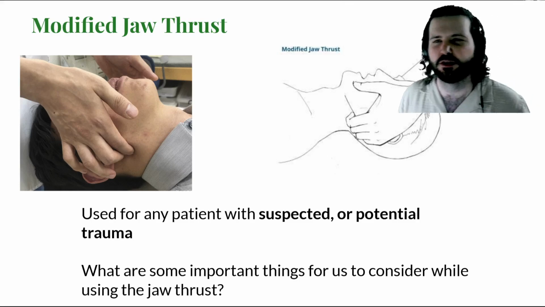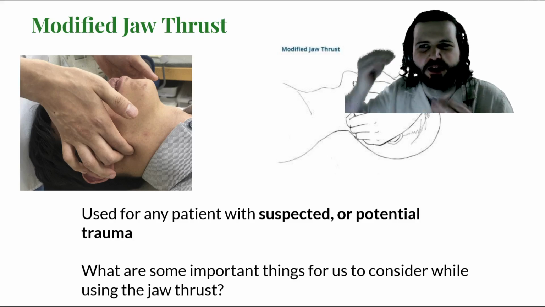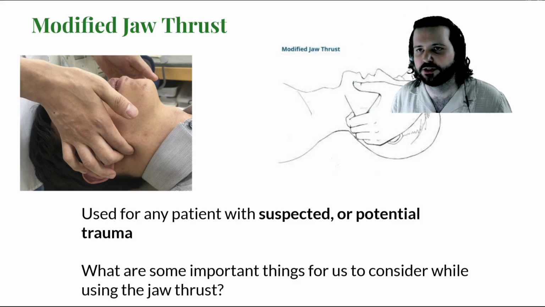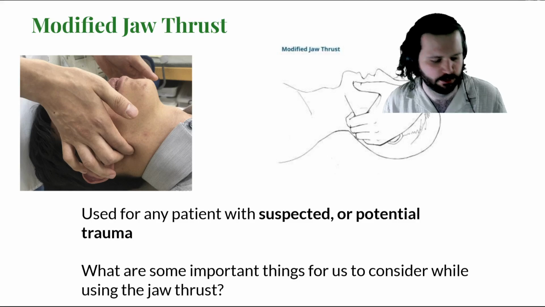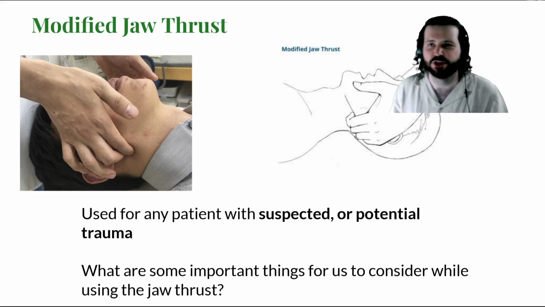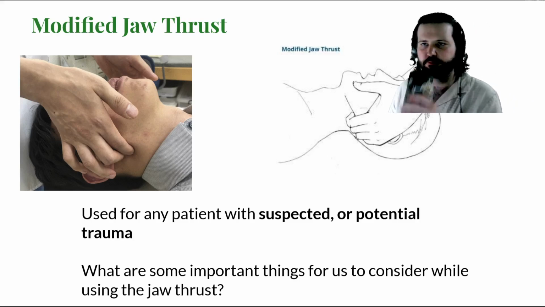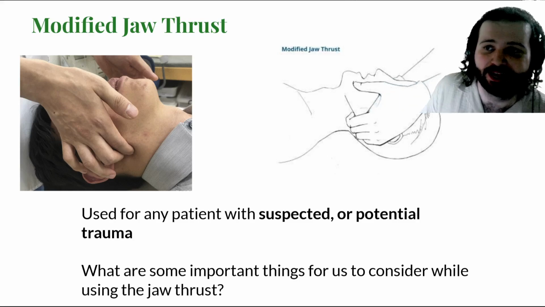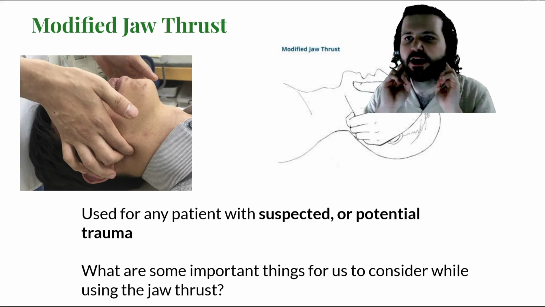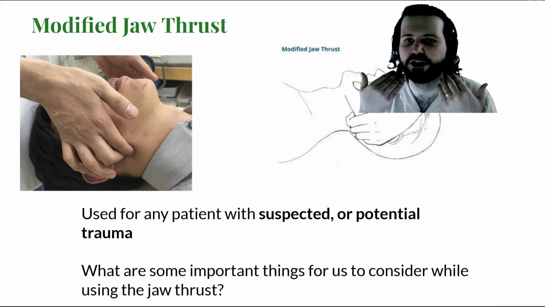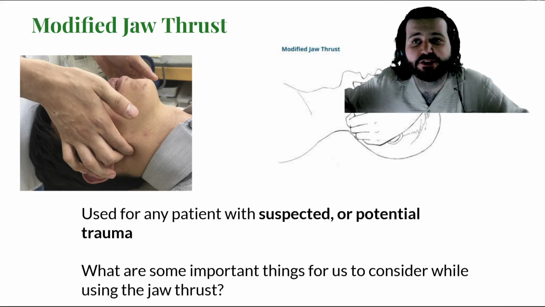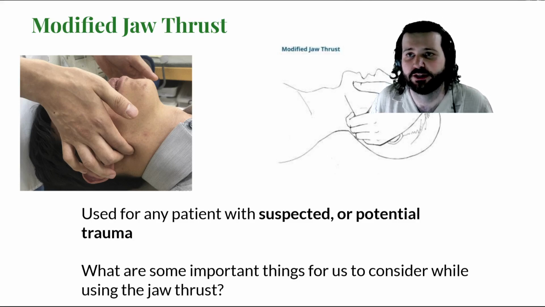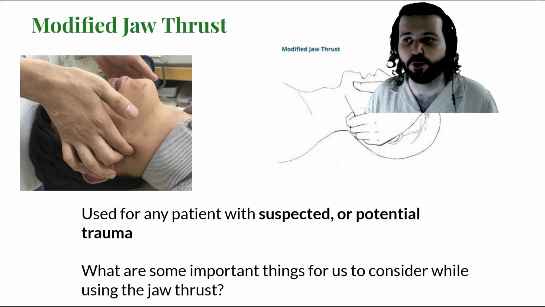And then what's something else we have to consider about the jaw thrust? The head tilt chin lift, we can hold very easily, but the jaw thrust, not so much. So what does that mean? Once we do a jaw thrust, is it just one and done? No, we have to hold it, right? As soon as we let go, the jaw just goes back to its normal position, potentially blocking the airway. So if you're doing a jaw thrust, you might have to hold it until an EMT shows up and can put in a specific airway.